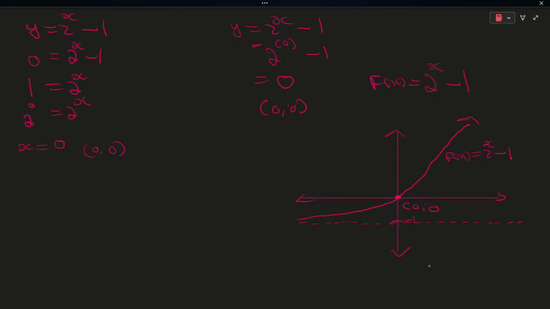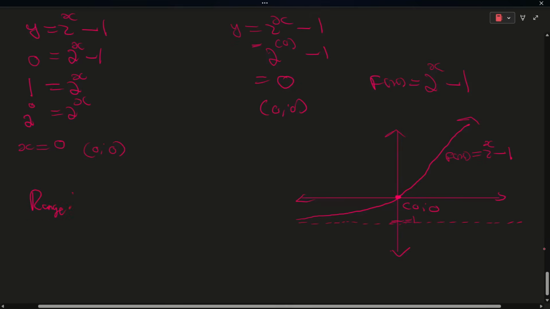So let's talk about the issue of range. The range must be within the graph, starting from the asymptote. Does the graph go below the asymptote? No, it goes above the asymptote. So my range is going to be y greater than the asymptote, -1.